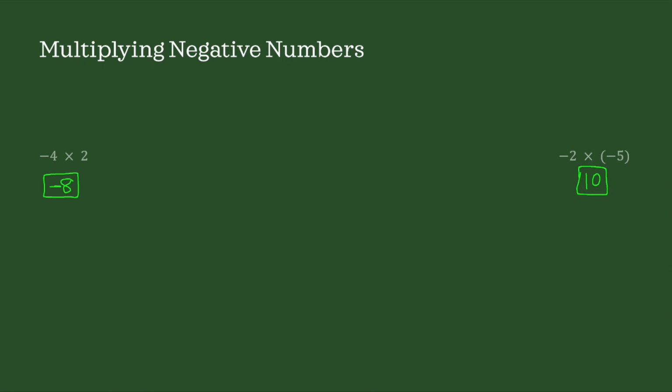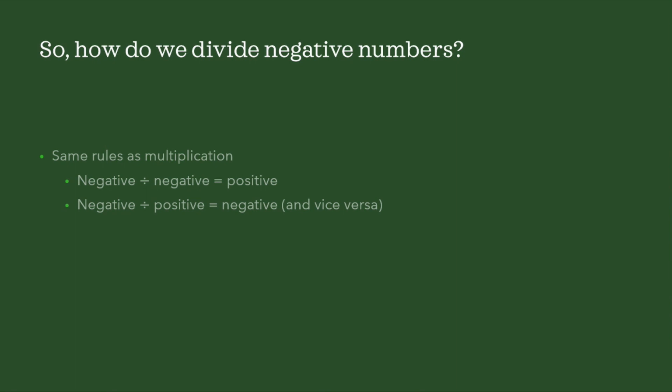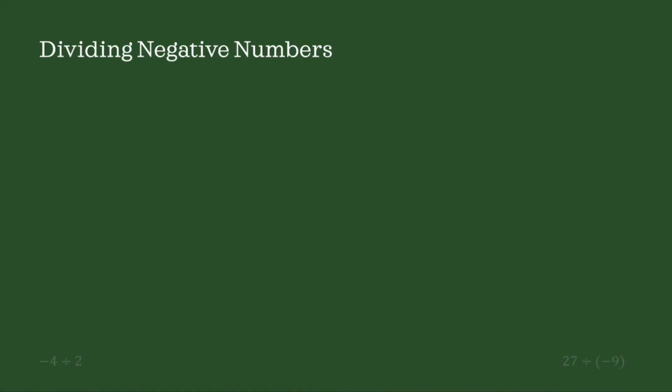Alright, let's move on to dividing negative numbers. So how do we do this? Same rules as multiplication. If they have the same sign, which is negative, it's a positive number as a result. If they don't have the same sign, it's negative. Simple and easy. So let's do the examples. Let's do the first one. Negative 4 divided by 2. And again, I encourage you to pause this video and try them out on your own.